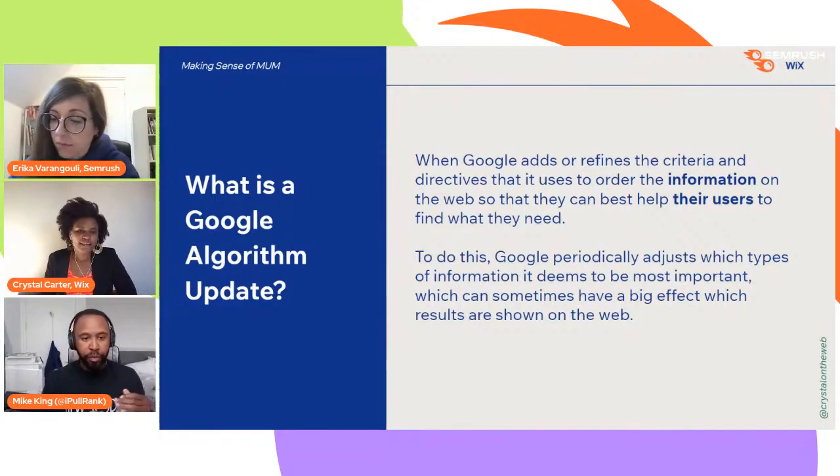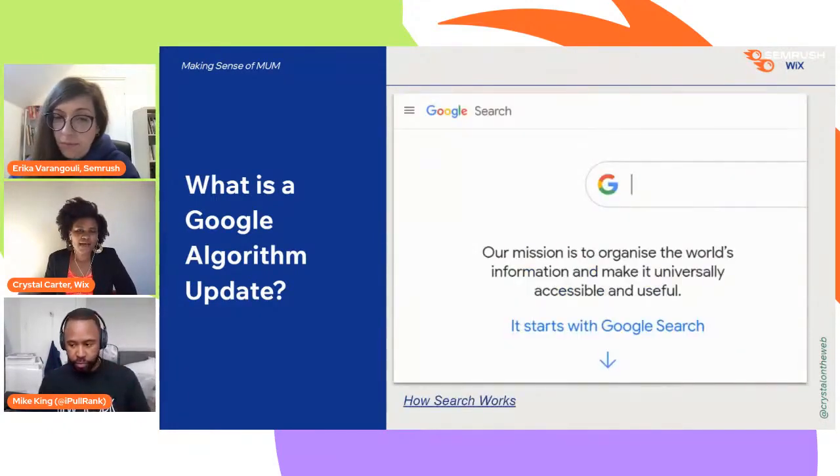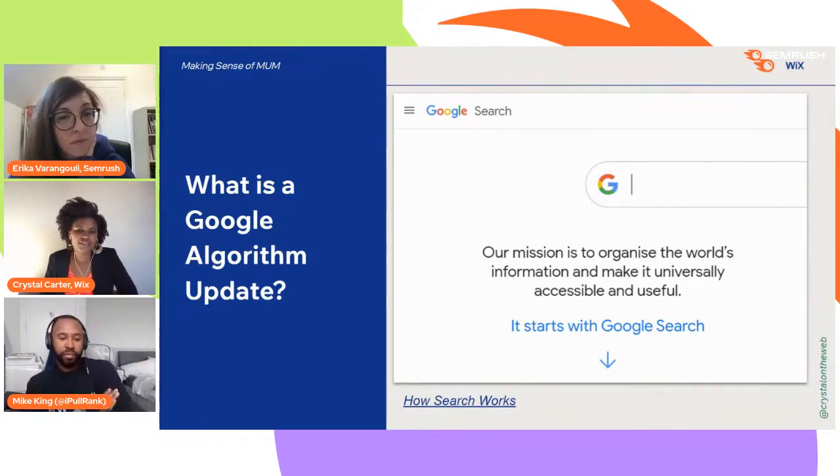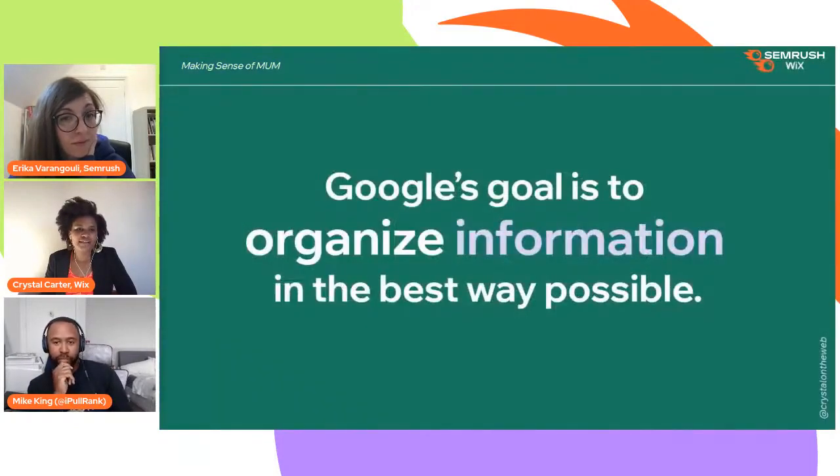Now, when we think about this, it's important to think about how search works. If you look at Google, they explain that their mission is to organize the information to make it most universally accessible and useful. And they say it starts with search. But what you'll notice is they haven't said anything about websites. And I haven't said anything about websites, and that's because they don't either. That's because their goal is to organize information in the best way possible.